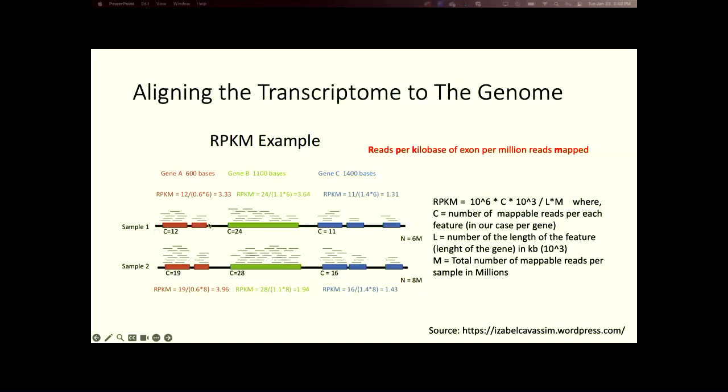So you can see here we have 2 red blocks with this black line between them. That represents an intronic region here. And so we have our red gene, gene A, our gene B, and our gene C, which are different lengths. And you can see that we have a standard, one is 600 bases, one is 1100 bases, and one is 1400 bases. So you can see that we have those aligned to the genome.